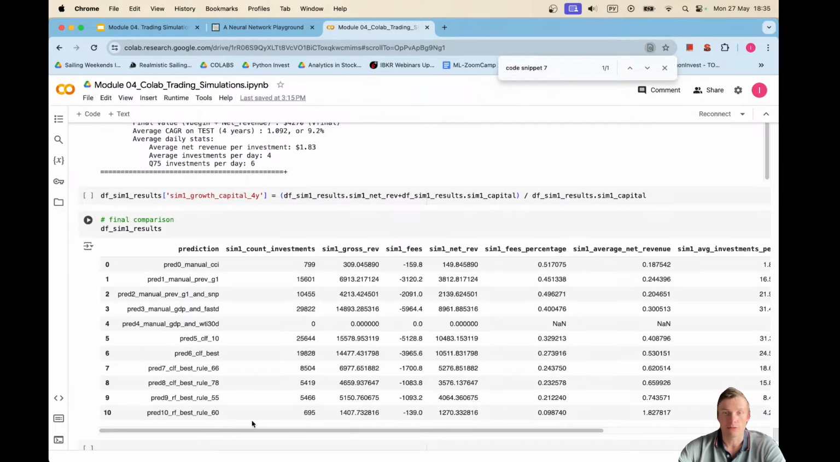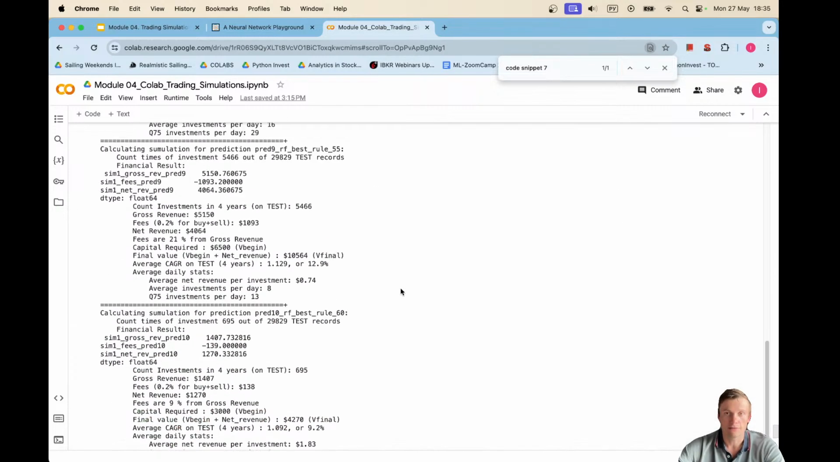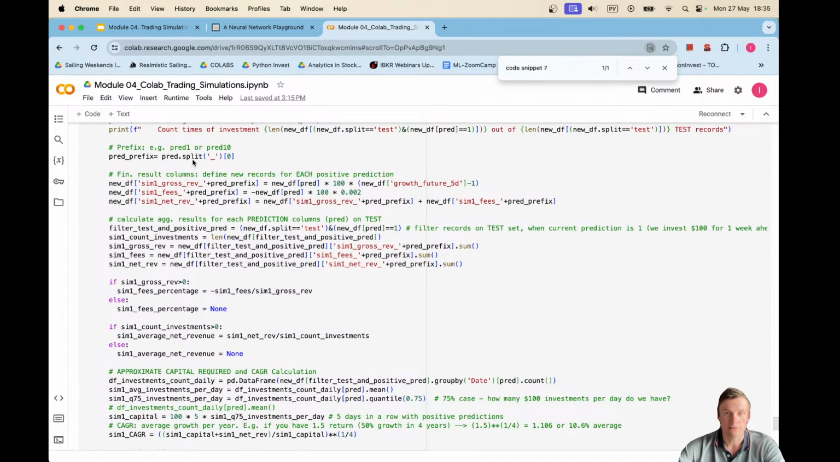And I will ask you to do the same simulation with a slightly different strategy. So you will be asked to generate sim2_count_investments, gross revenue, fees, etc. columns in a new data frame, and same columns in the existing data frame with individual predictions.